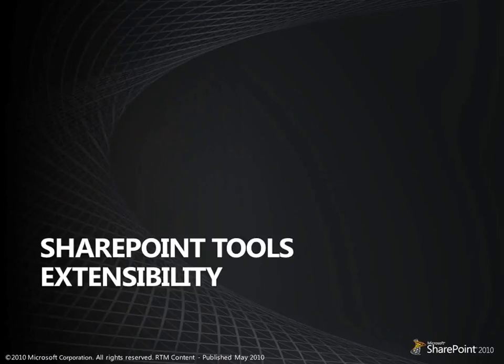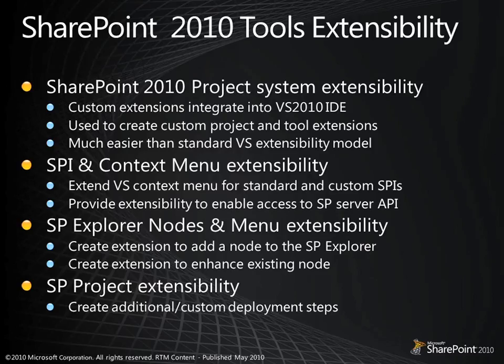As mentioned earlier, one of the really nice investments made by the SharePoint Visual Studio team was to include the ability to extend the tool set to meet your needs. Developers can extend or enhance current functionality or add additional functionality across several areas, including Project System, Context Menu, SharePoint Explorer, or SharePoint Project. SharePoint Project System extensibility includes creating custom extensions or tools to extend the Visual Studio project environment. SPI and Context Menu extensibility allows the developer to create additional SPI components or extend existing SPIs. SharePoint Explorer extensibility includes the ability to add additional nodes or menu items. By default, SharePoint Explorer is a read-only tool. However, with extensibility, read and write operations could be added. And finally, SharePoint Project extensibility can include creating additional or custom deployment, configuration, and steps.